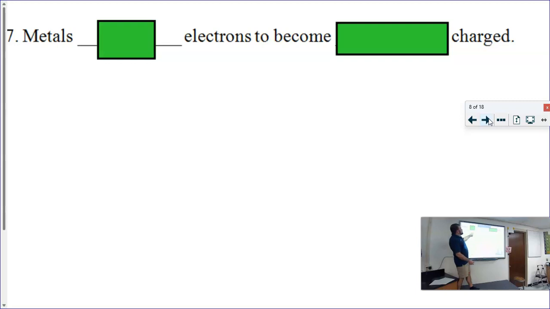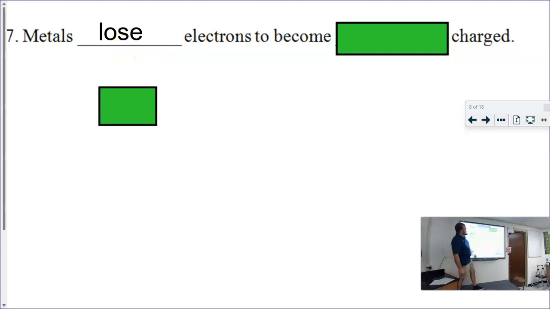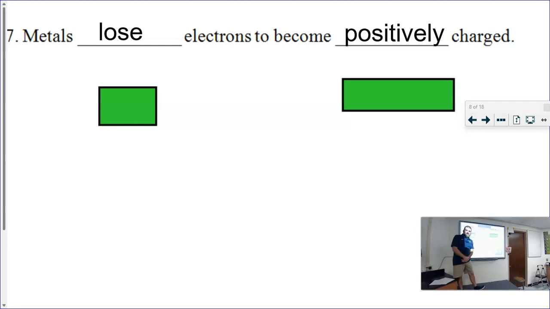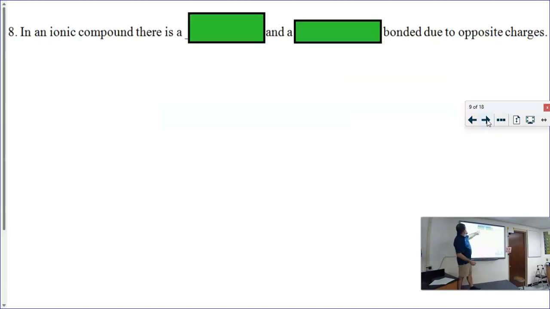Number 7, metals lose electrons to become positively charged. So when electrons are lost, what you have left over is a positive charge on that particle. Electrons are negative. So if I take negative things away, I'm left with something positive. On the other side of that, my nonmetals, oh, just kidding.